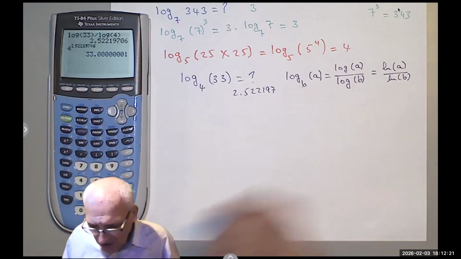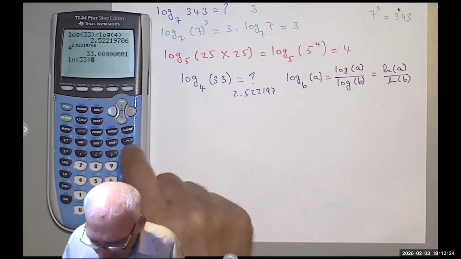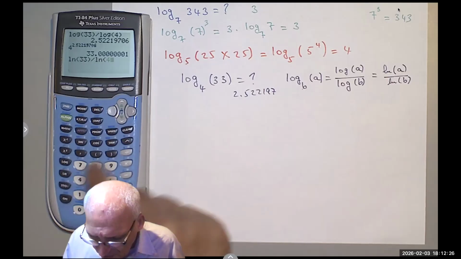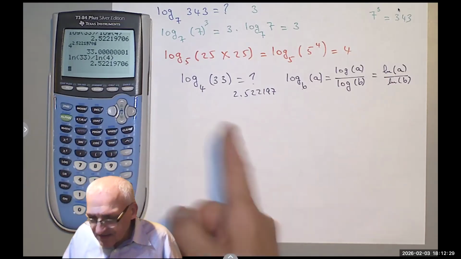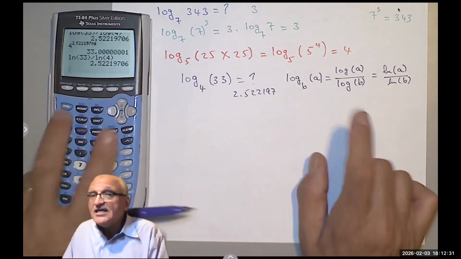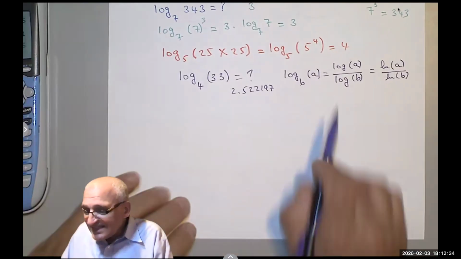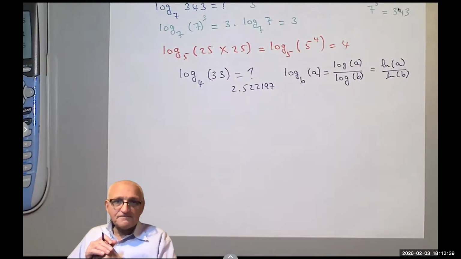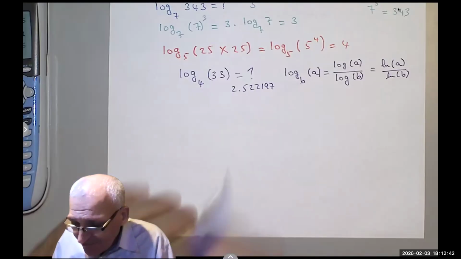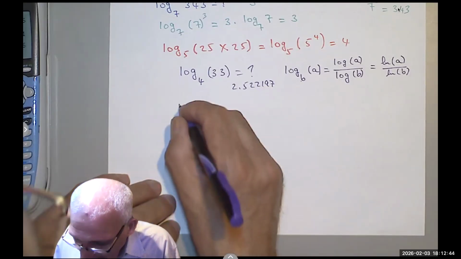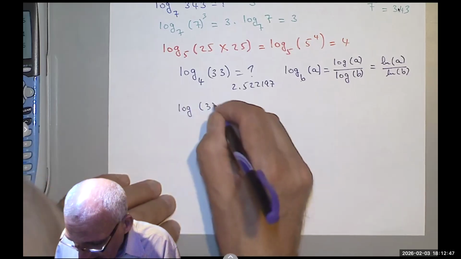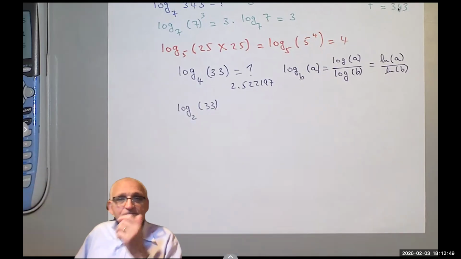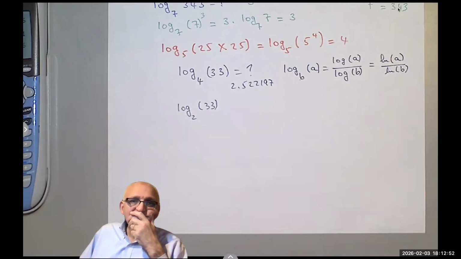How about the natural log? So if I say natural log of 33 divided by natural log of 4, yeah, absolutely, I get the same result. And this is a very powerful law because it can help you when you have different logs. Finally, if I come now and tell you what is log of 33 but to the base 2? What do you think that would be?